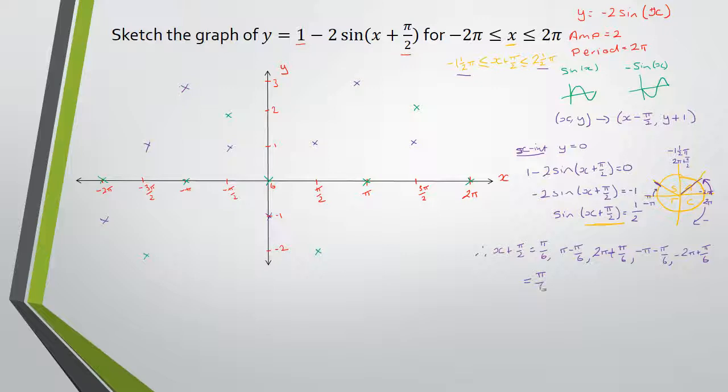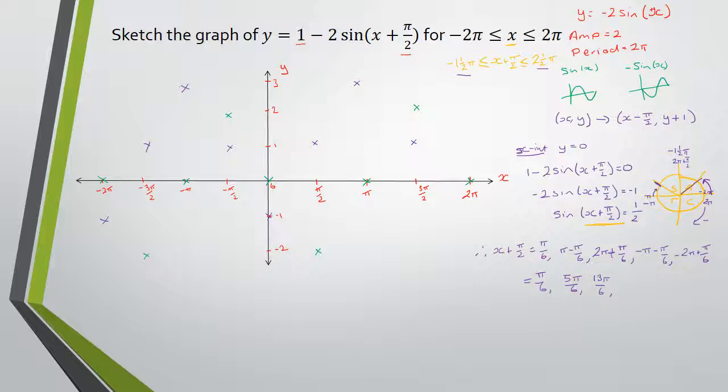Our next step is, of course, to simplify these values. So pi on 6, we get 5 pi on 6. Remember, when we're subtracting, we need a common denominator. This is the same as saying 12 pi plus pi on 6. That will give me 13 pi over 6.